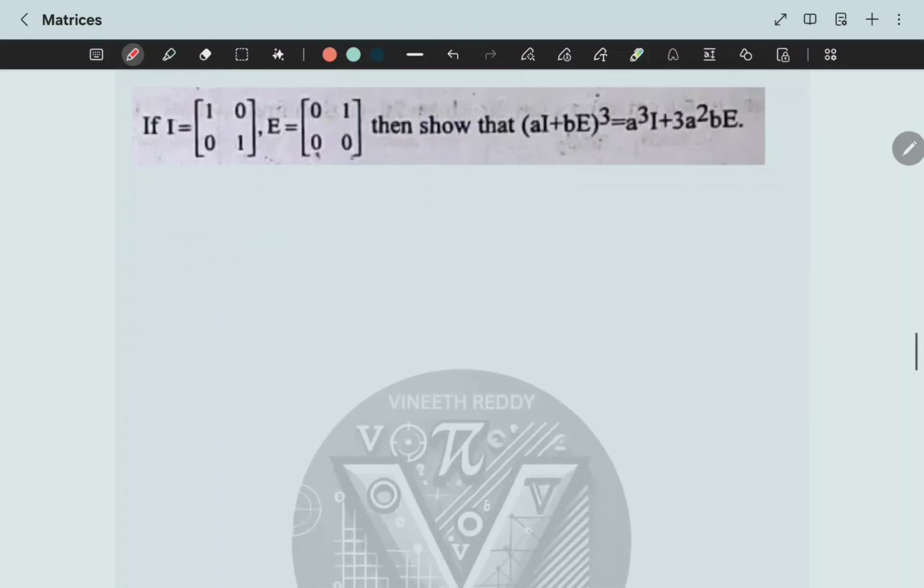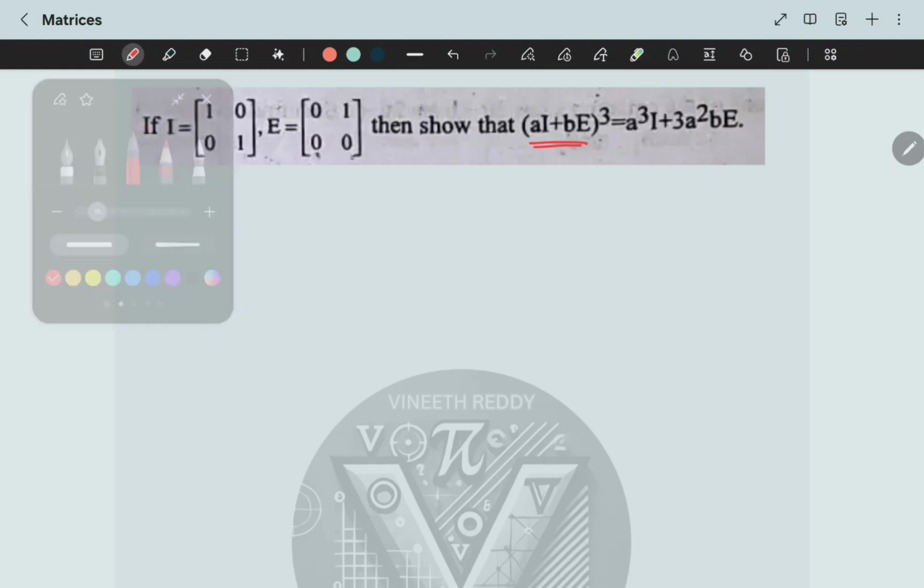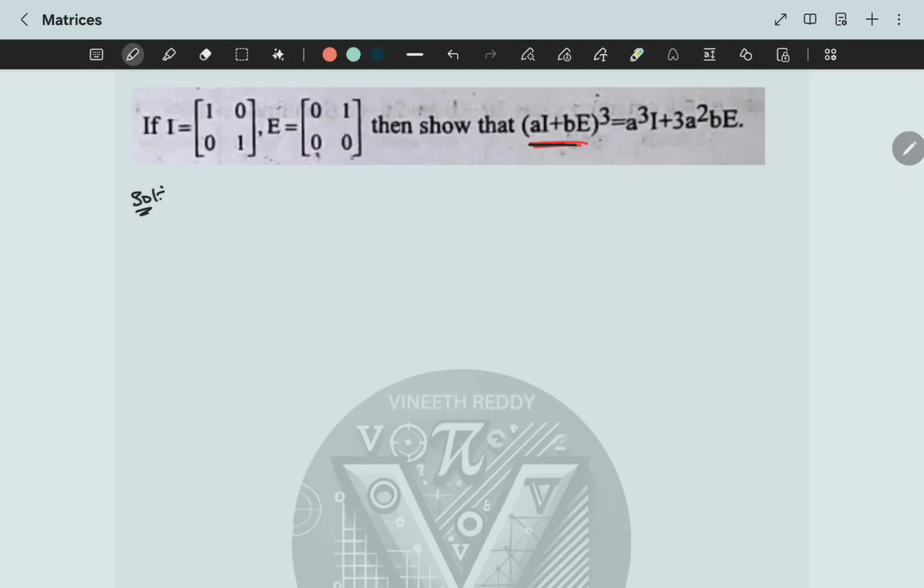అర్థమైందా? నెక్స్ట్ క్వశ్చన్కి వెళ్దాం. నెక్స్ట్ క్వశ్చన్లో వాళ్ళు ఏమంటున్నారంటే I = 1 0, 0 1, E వచ్చేసి 0 1, 0 0, దెన్ షో దట్ (AI + BE) హోల్ క్యూబ్ = A³I + 3A²BE. సో క్వశ్చన్ వెరీ సింపుల్ డియర్ స్టూడెంట్స్. డైరెక్ట్గా దీన్ని క్యూబ్ చేసి ఎక్స్పాండ్ చేయకండి. మ్యాట్రిసెస్లో (A + B) హోల్ స్క్వేర్ ఈజ్ నాట్ ఈక్వల్స్ టు A² + 2AB + B², రైట్. ఇట్ క్యాన్ బి ఇఫ్ AB = BA, అదర్వైజ్ ఇట్ ఈస్ నాట్.